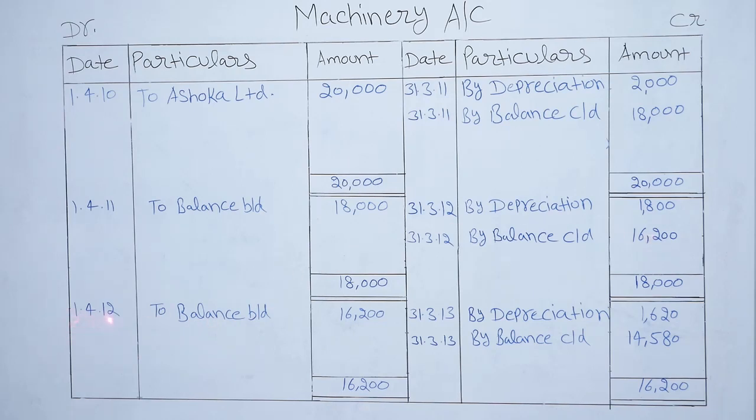On 1st April 2012, to balance brought down 16,200, and third year we will charge depreciation on this value 16,200. So 31st March 2013, by depreciation 1,620. 31st March 2013, by balance carried down 14,580. So total is 16,200.